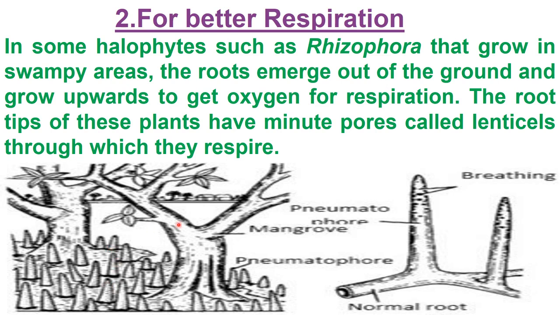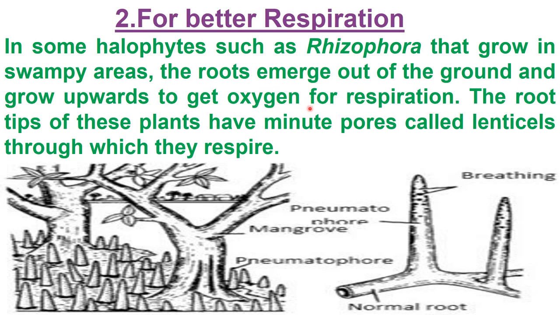But in swampy areas, what will happen? In swampy areas, those soil pores get filled with water, okay, so no oxygen is available for the roots there, okay. So what happened? For better respiration, the roots of these plants emerge out of the ground and grow upwards to get oxygen from the air for respiration, right?